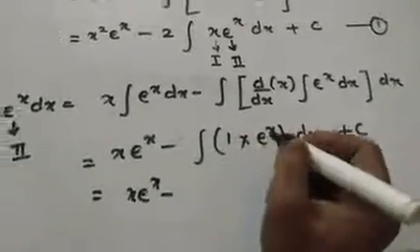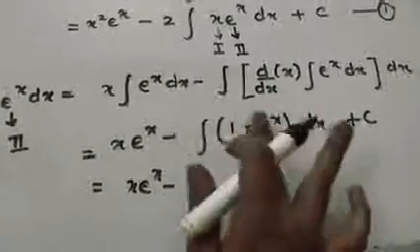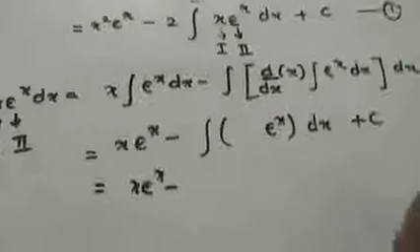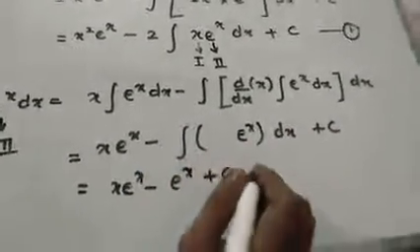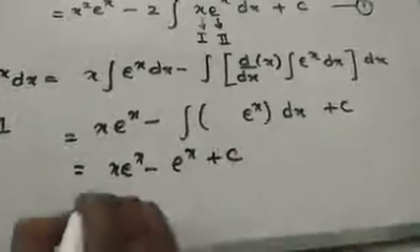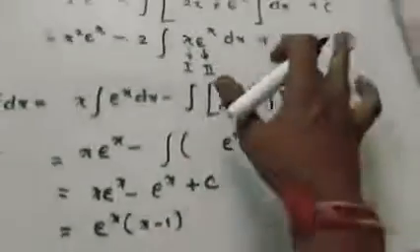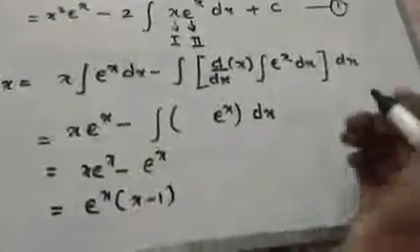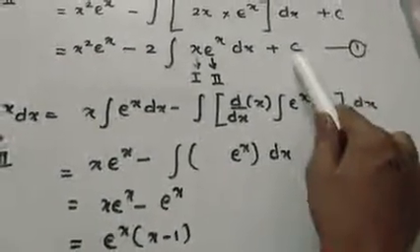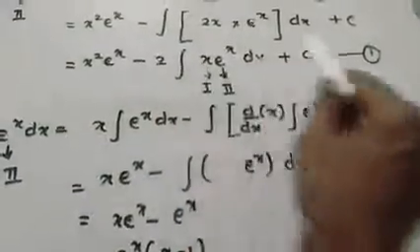1 into e to the power x is e to the power x, and e to the power x integration is e to the power x plus c. That is, we can write e to the power x taking common, x minus 1. Not required for this part c, because already one c is given, so we will not write c here, because we are just solving this part, and for the main part c is already there.